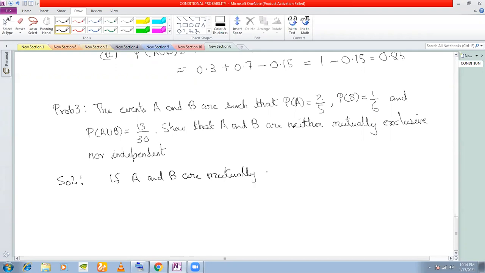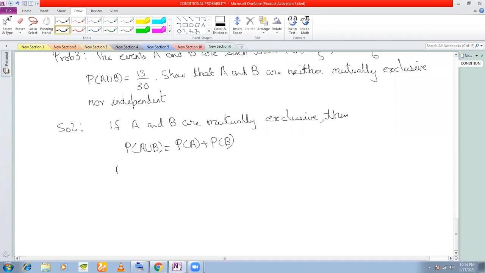If A and B are mutually exclusive, then I told you we can add up the probabilities, right? P of A union B must be equal to PA plus PB, right? So let's check whether they are equal. Let us check the left hand side. Left hand side is equal to P of A union B. And what is the value of P of A union B given? 13 by 30, right?